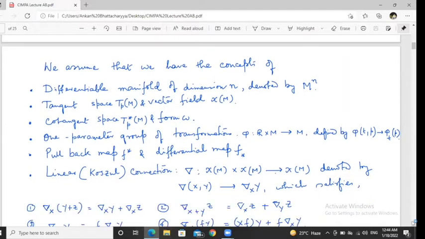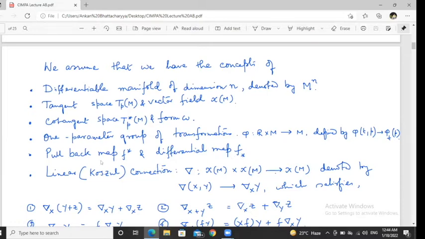A very important concept is the one-parameter group of transformations, which is a mapping φ from R × M to M defined by φ_t(p), and which also forms a group. Since it is R × M, it is a one-parameter group of transformations. If it were R × M with two parameters, then it would be a two-parameter group of transformations. I am assuming that we have these concepts in our mind.